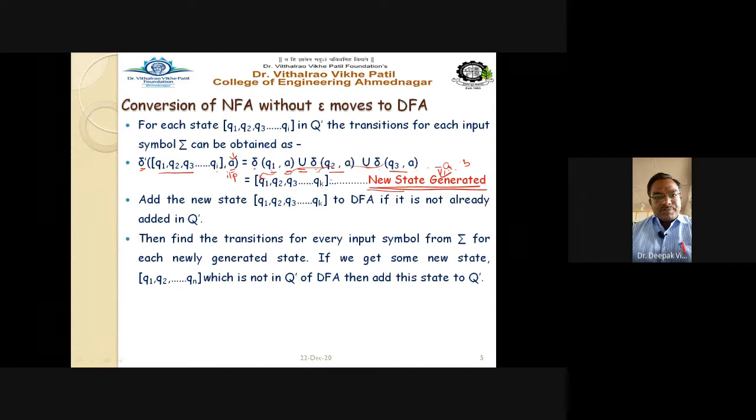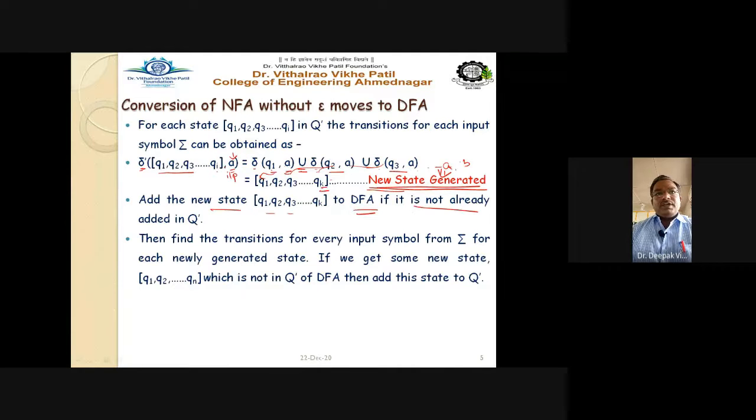Right, new state means what? The state which does not exist in the current NFA. The newly generated state is there. So for that newly generated state, we have to find out the transitions on both input symbols, that is a and b. So here add this new state, that is q1 q2 up to qk, to the DFA.